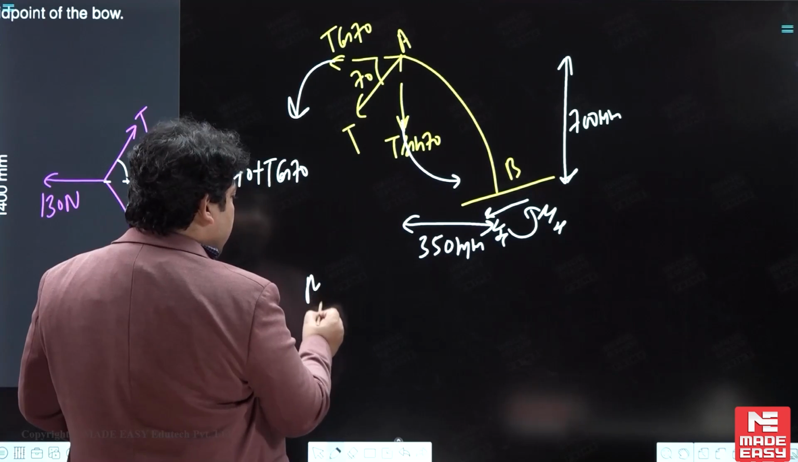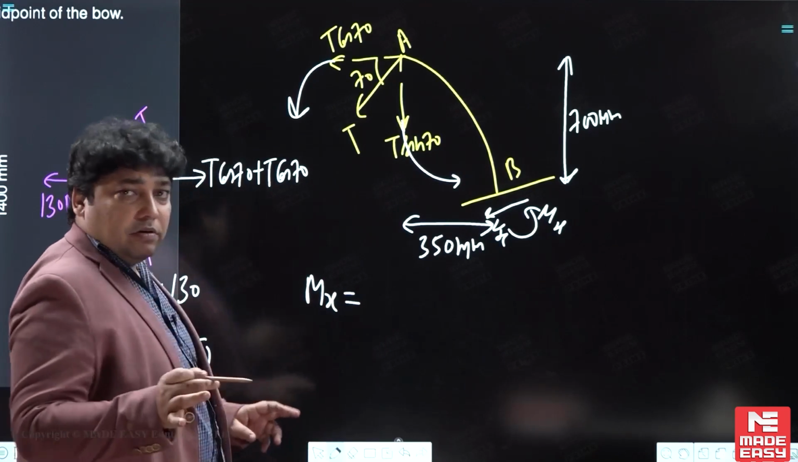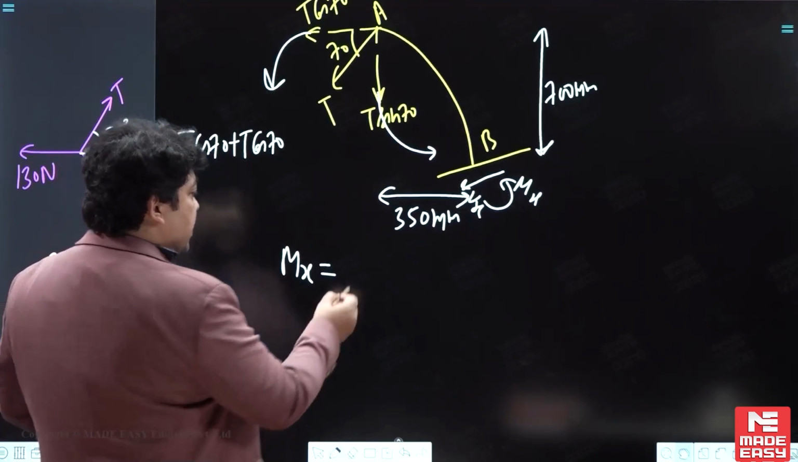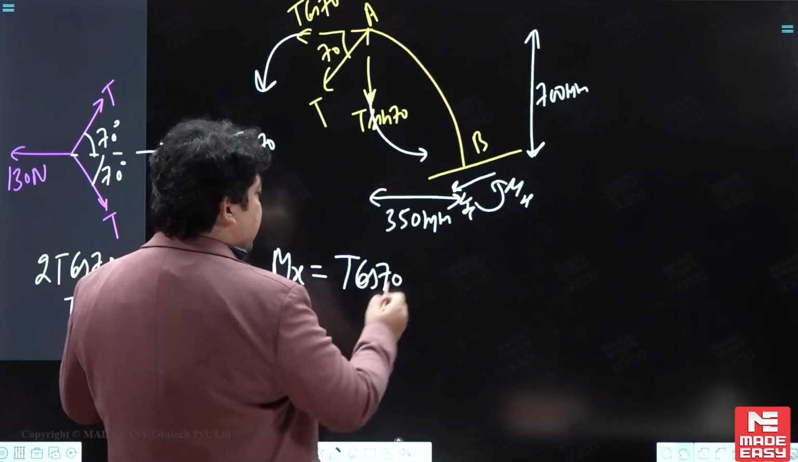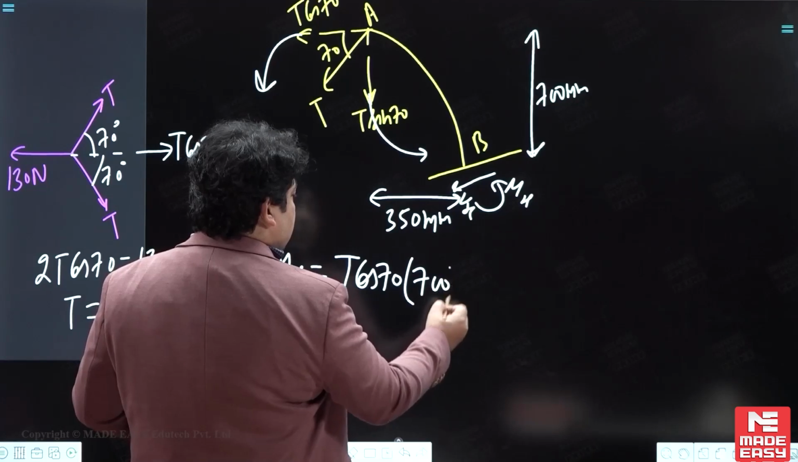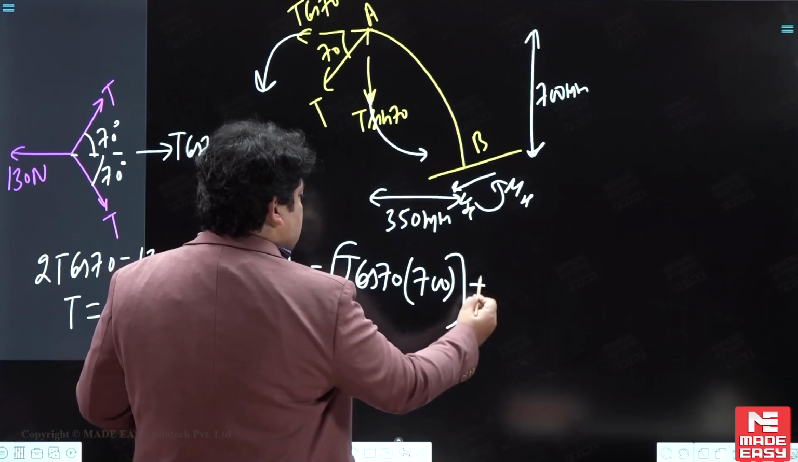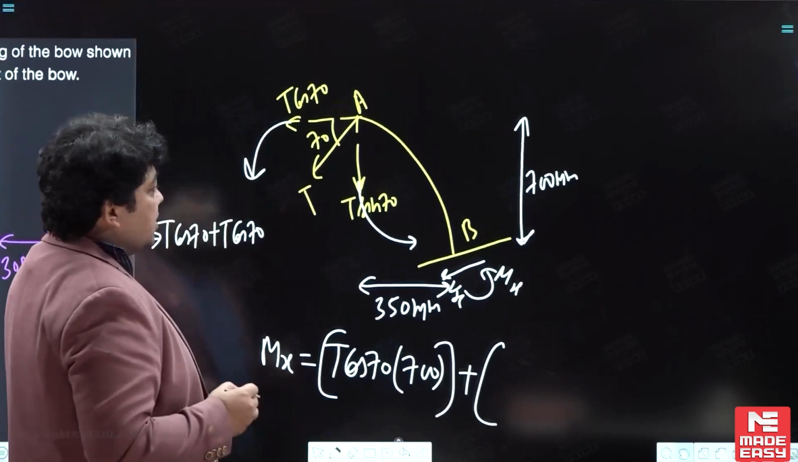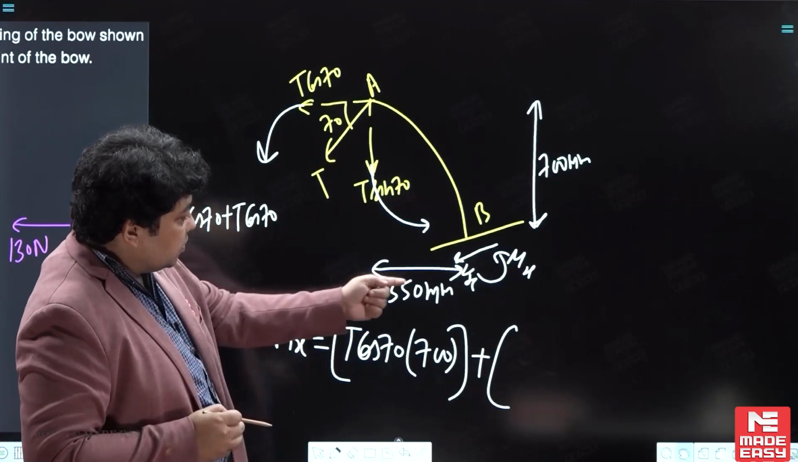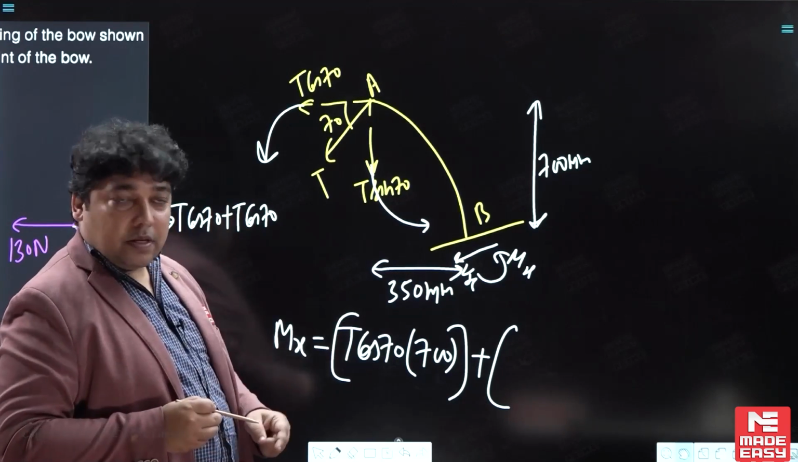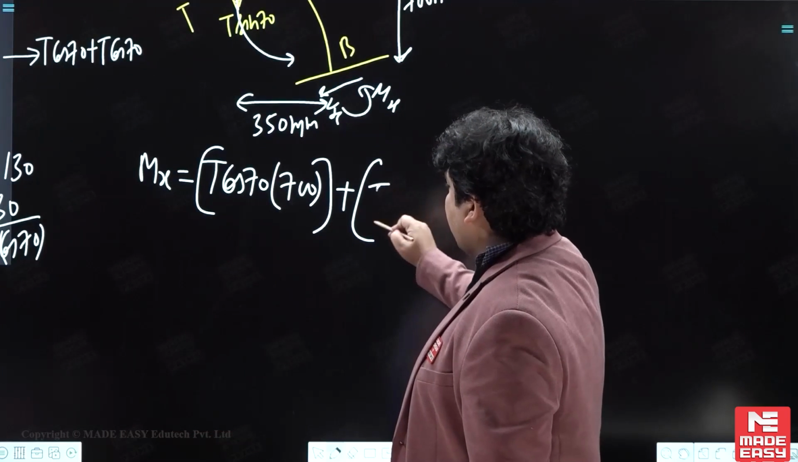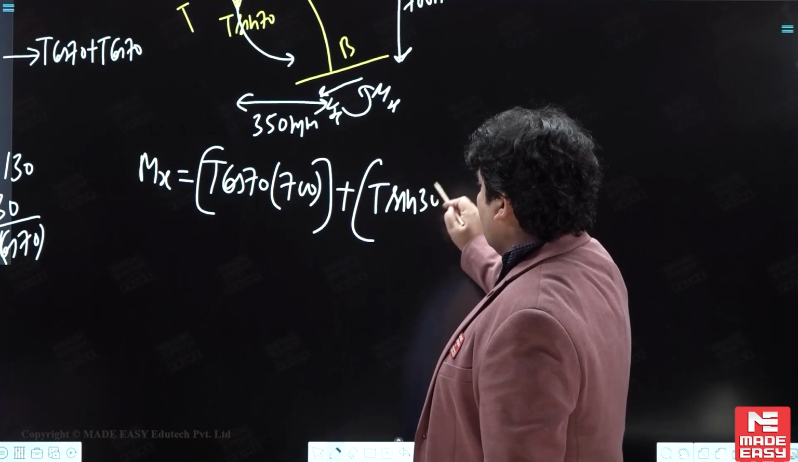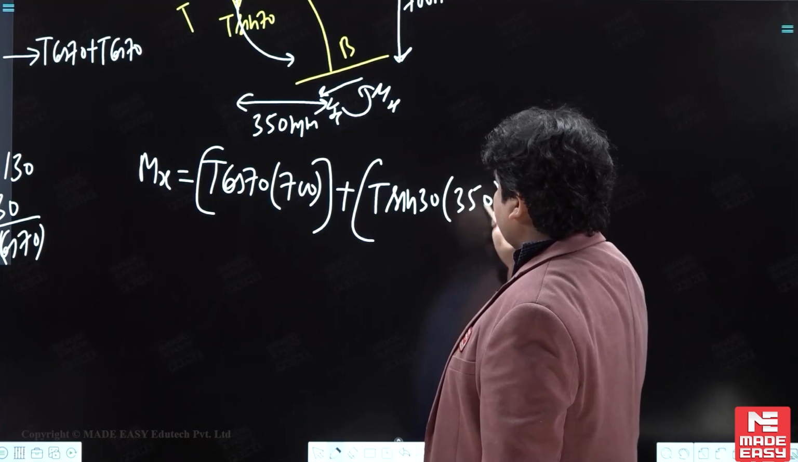So finally, for Mx, we just check the magnitude. That is T cos 70 into distance 700 mm, plus T sin 70 into distance. This one is force into perpendicular distance, that is the moment. So T sin 70 into 350 mm.